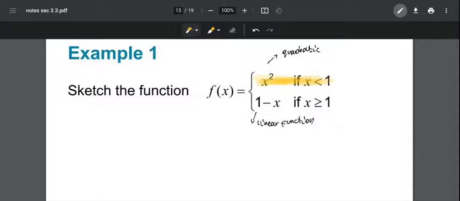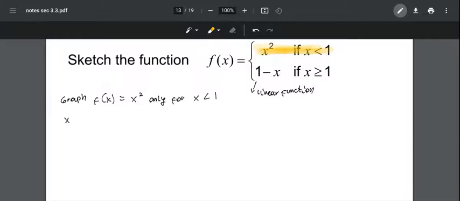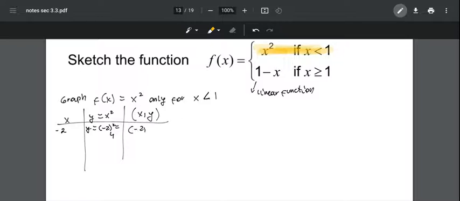So let's work with that quadratic function first. So graph f of x equal x squared only for x less than 1. So I will just create the table of values. For our domain, I can only select x less than 1. So I will select x equal -2. So y will be equal to -2 to the second power, which is 4. So we have the point -2 comma 4.